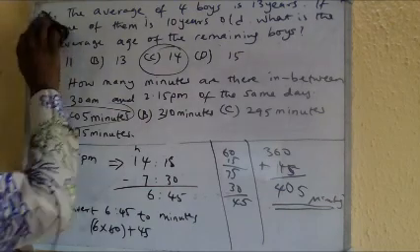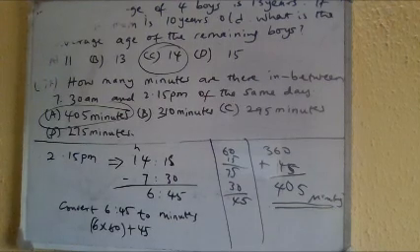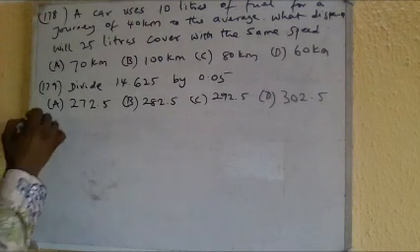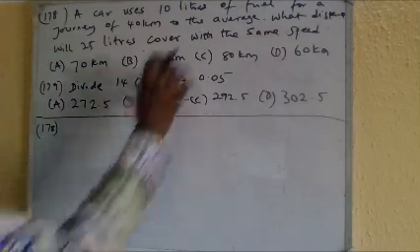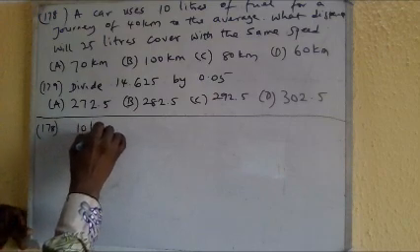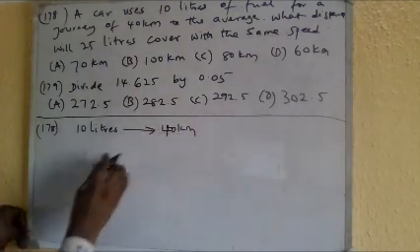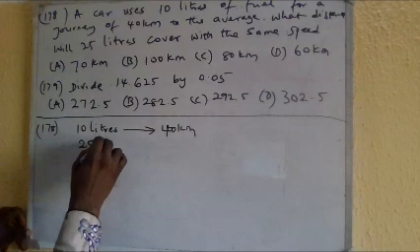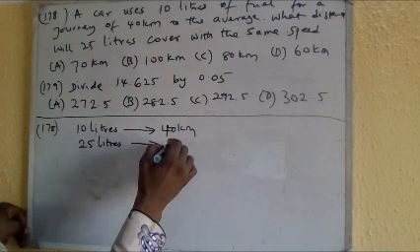So I go to number 178. All right, so we have the next question on the board here. It says, a car uses 10 liters of fuel for a journey of 40 kilometers. So 10 liters of fuel covers 40 kilometers on the average. What distance will 25 liters cover with the same speed? So what distance? We're looking for distance x kilometers.